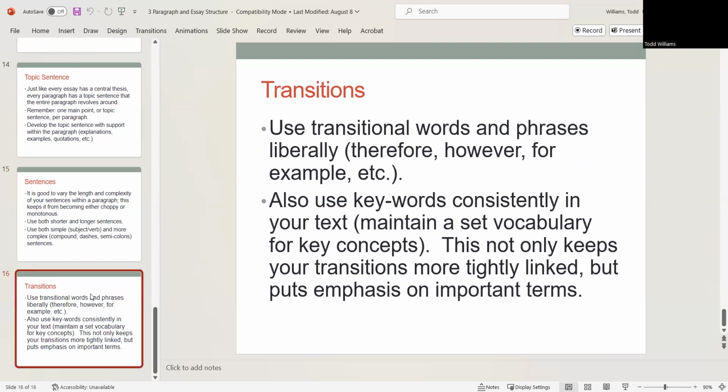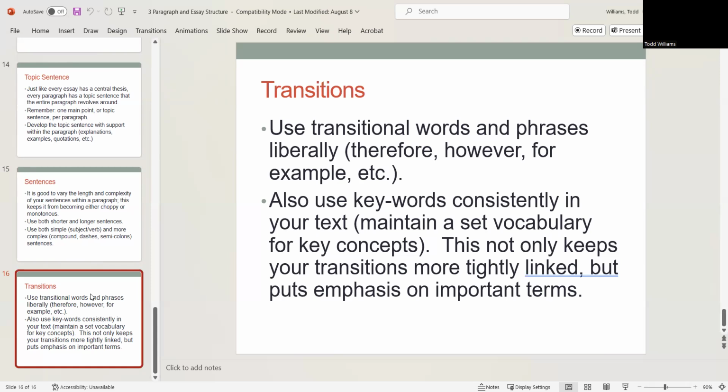And then some quick advice on transitions. Use transitional words and phrases liberally. Use them frequently. Therefore, however, for example, right? These words exist to make transitions. They show how your ideas relate to one another. So use these terms. And then the other set of advice I have for transitions is use your keywords consistently in your text. Maintain a set vocabulary of key concepts.